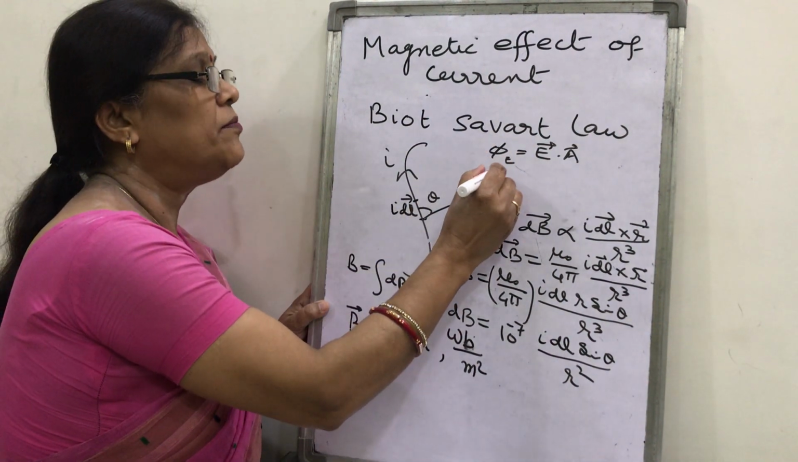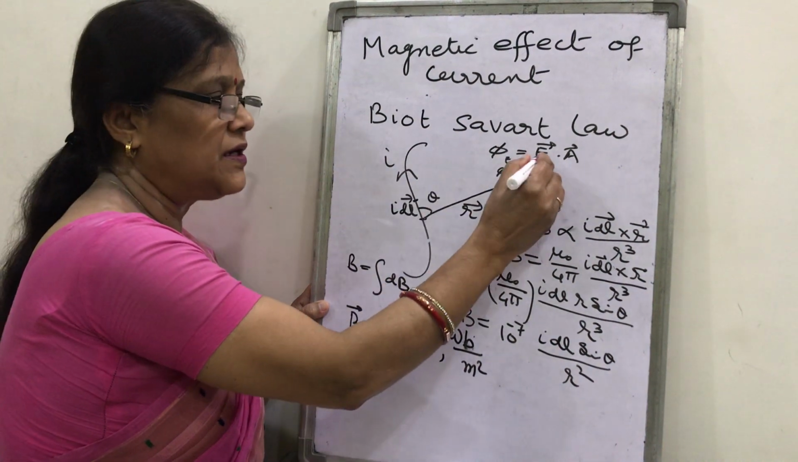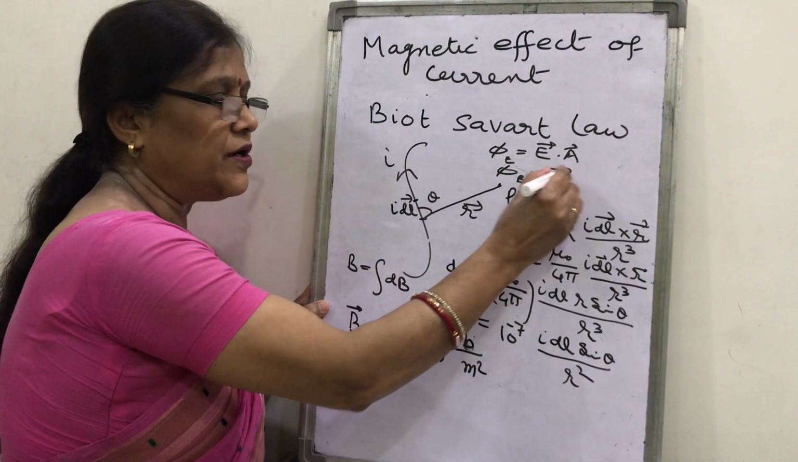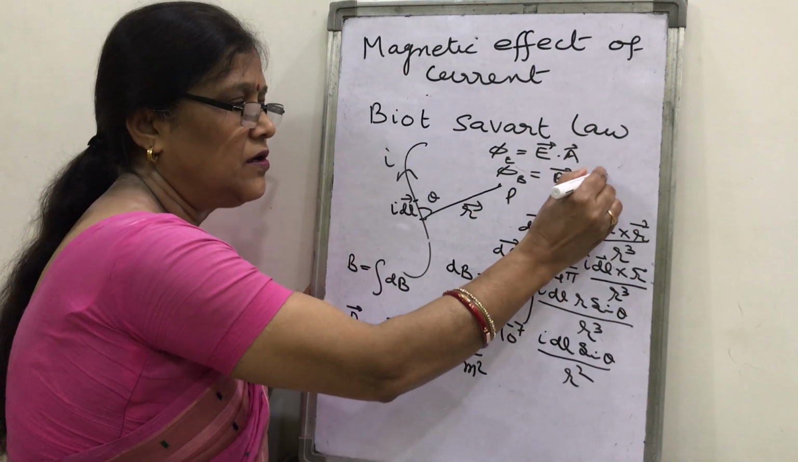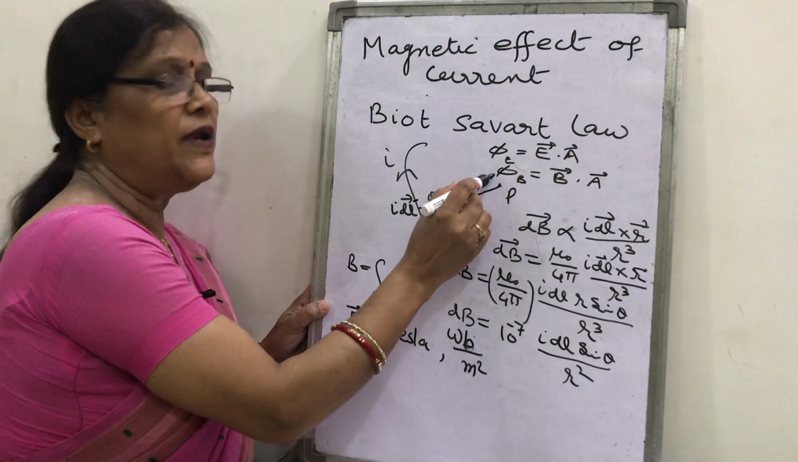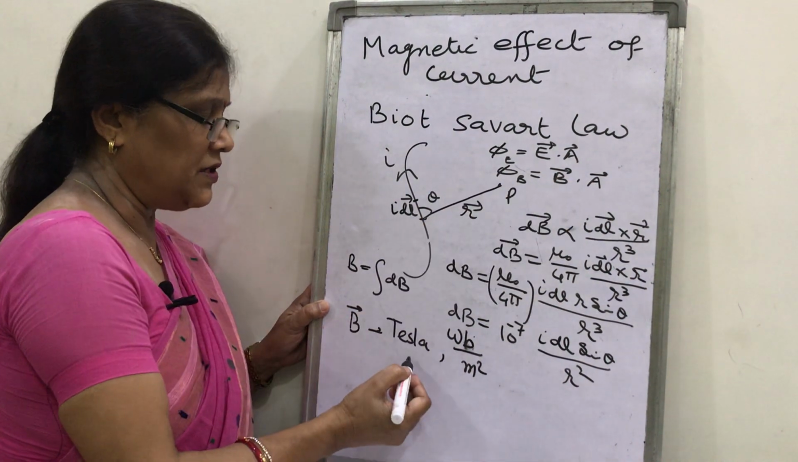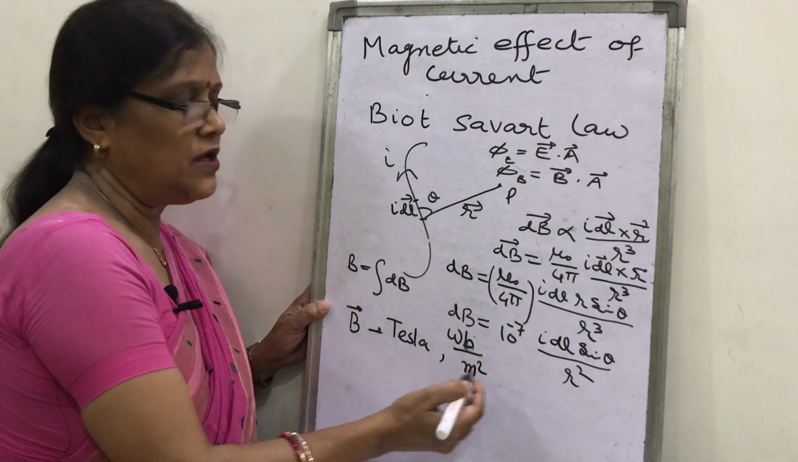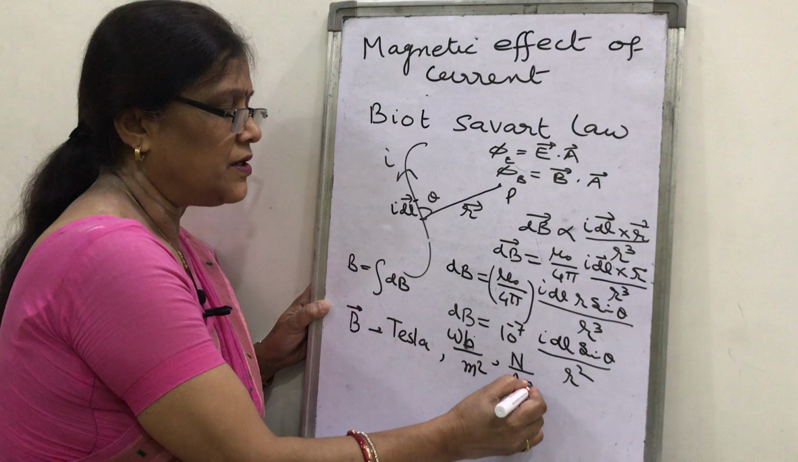So in the magnetic case, the magnetic flux can be written as, instead of E, you will write the magnetic field B, times the area A. So the magnetic flux unit is Weber and the area unit is meter squared. So another unit is Weber per meter squared. One more unit is Newton upon ampere meter.